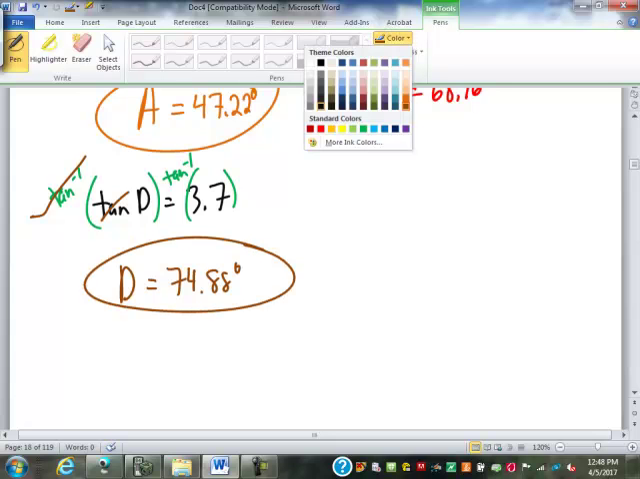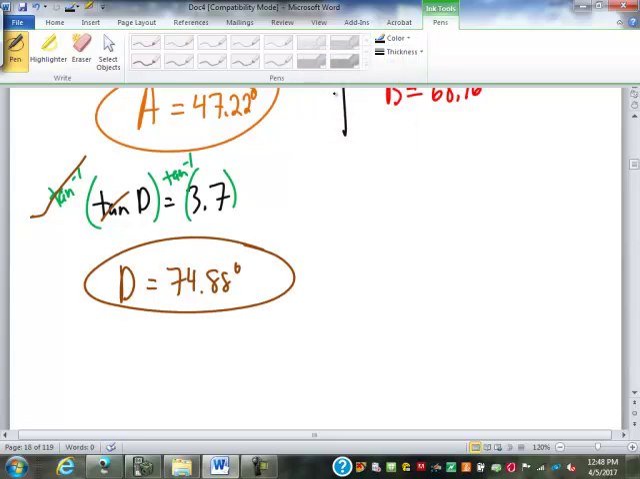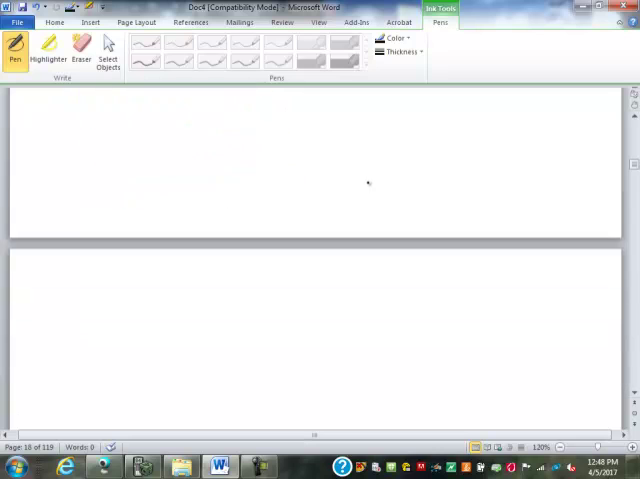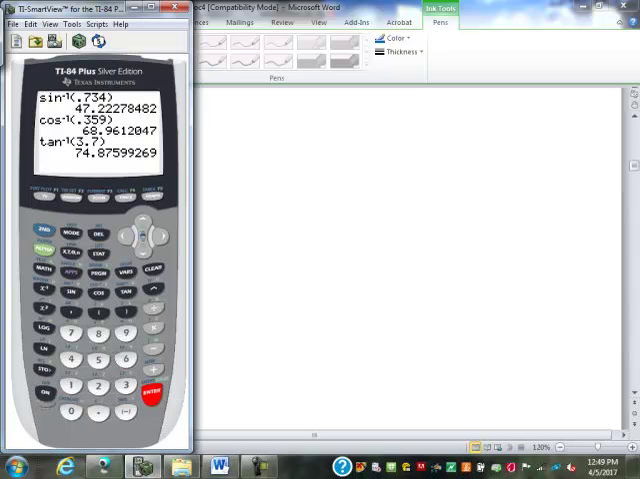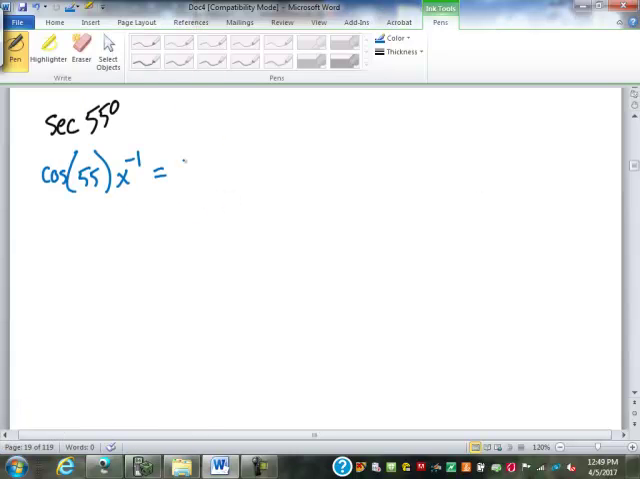That is angle D. Now, secant, cosecant, and cotangent are a little trickier. We don't have those keys on our calculator. So when we calculated them, we had to go through some keystrokes. So let's look at secant first of all. Let's say we want to find the secant of 55 degrees. Remember on our calculator we did cosine 55 and then did the reciprocal. That gave us that value, 1.743.